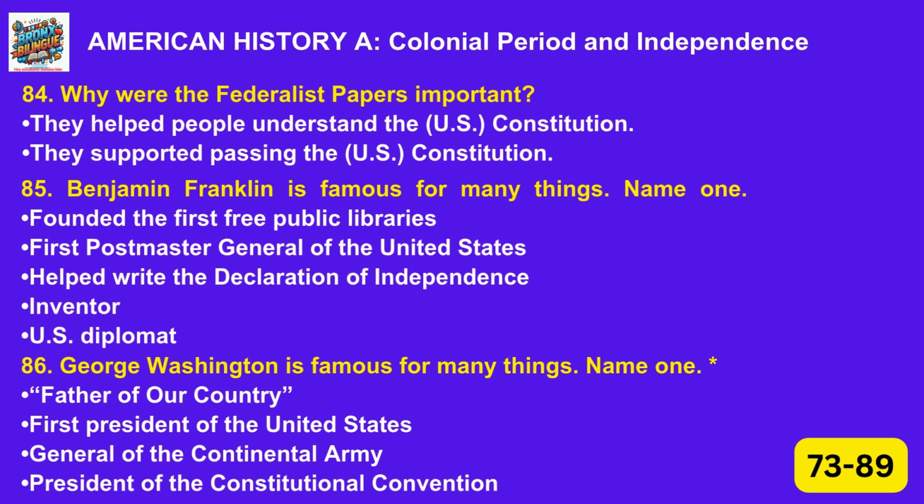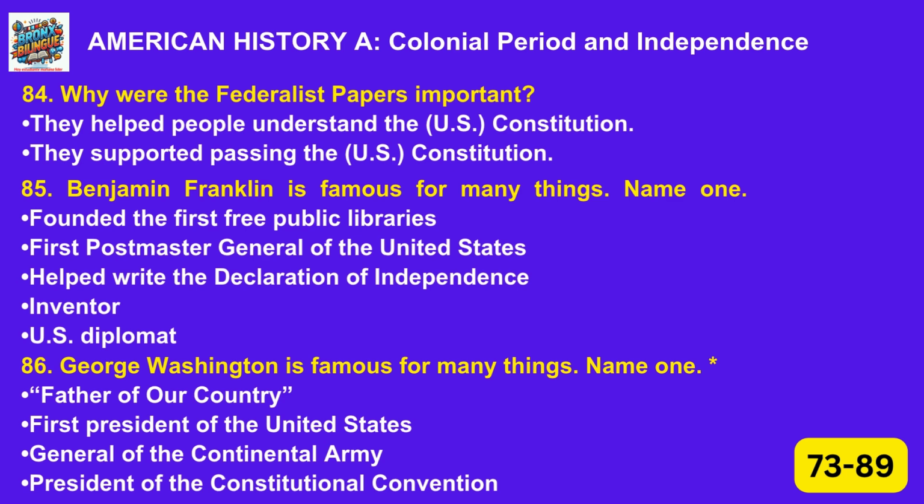85. Benjamin Franklin is famous for many things. Name one. Founded the first free public libraries. First Postmaster General of the United States. Helped write the Declaration of Independence. Inventor. U.S. diplomat.